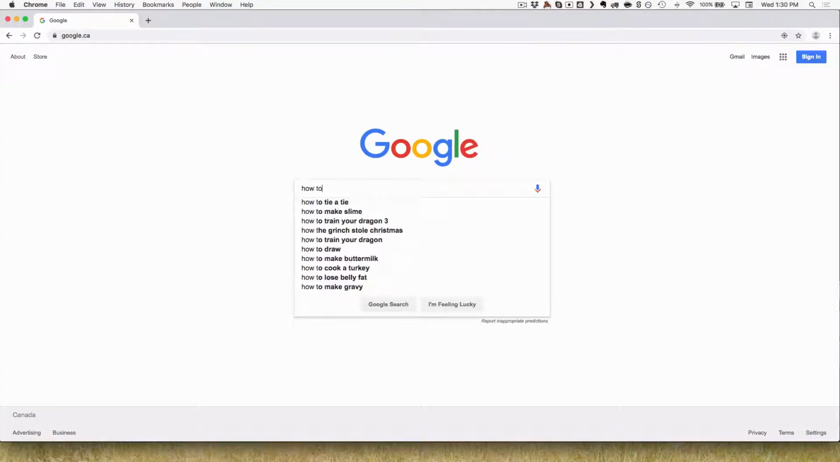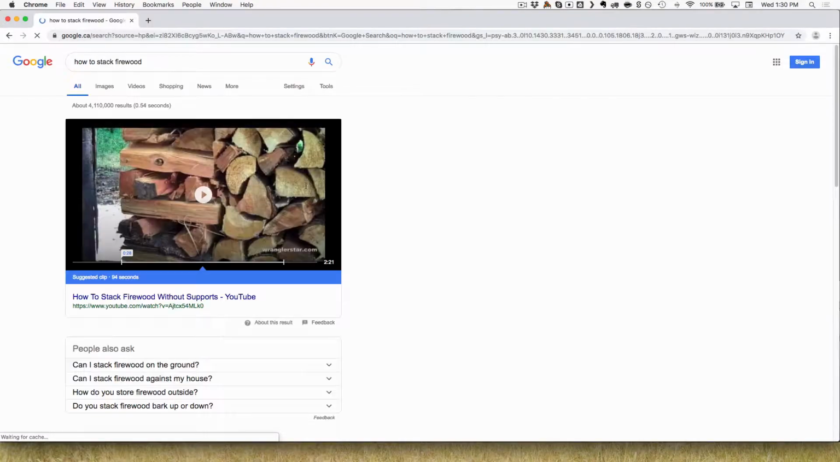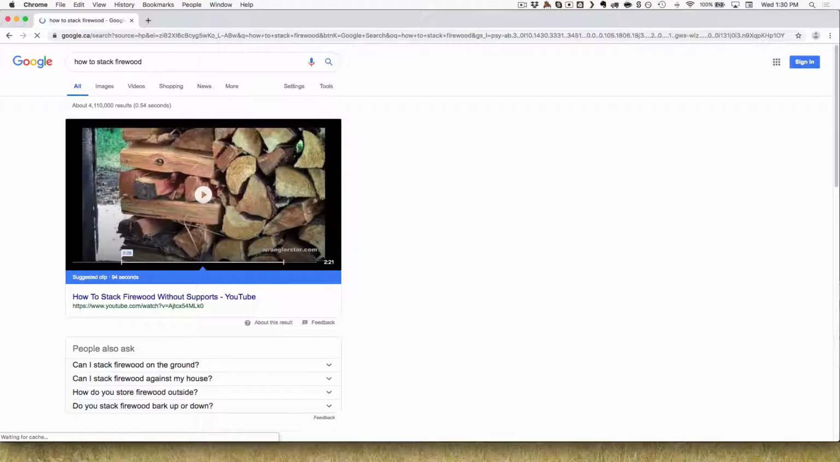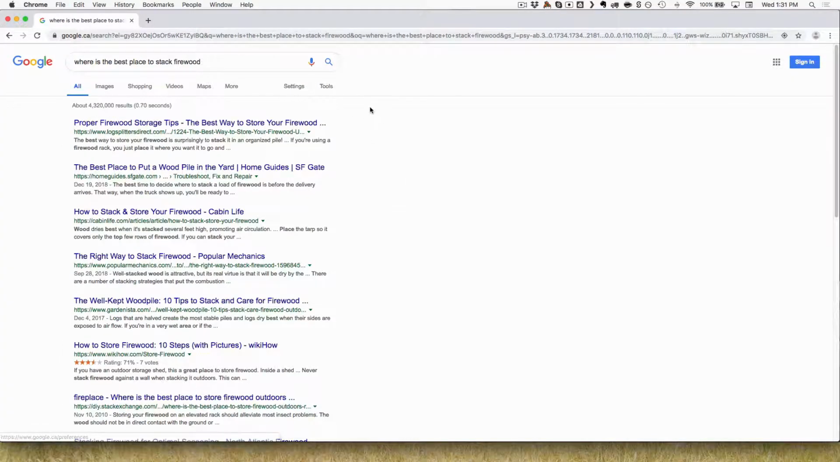Now a problem-solving keyword could be something like, how do I stack firewood? Or where is the best place to stack firewood? This is a pretty basic informational keyword that solves a problem that the searcher has right now, stacking firewood. This keyword probably has a mix of video and written content high in the search results pages.